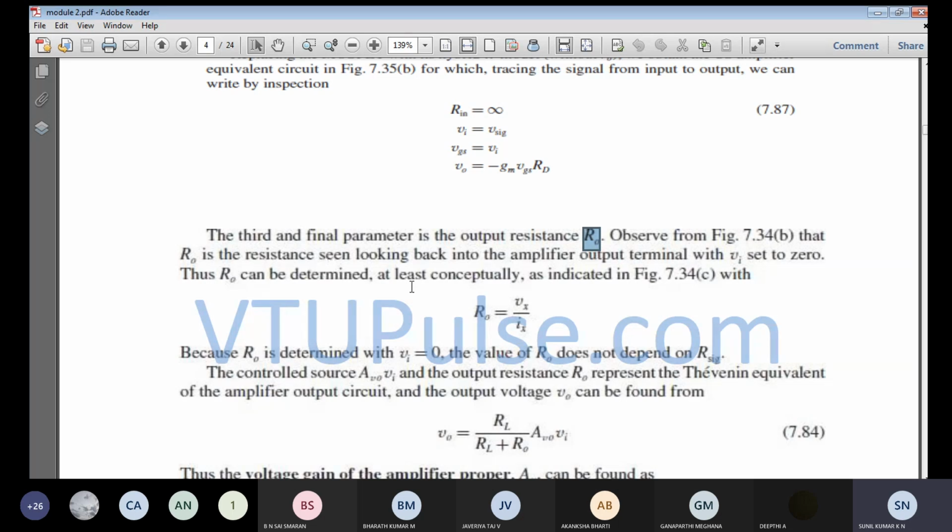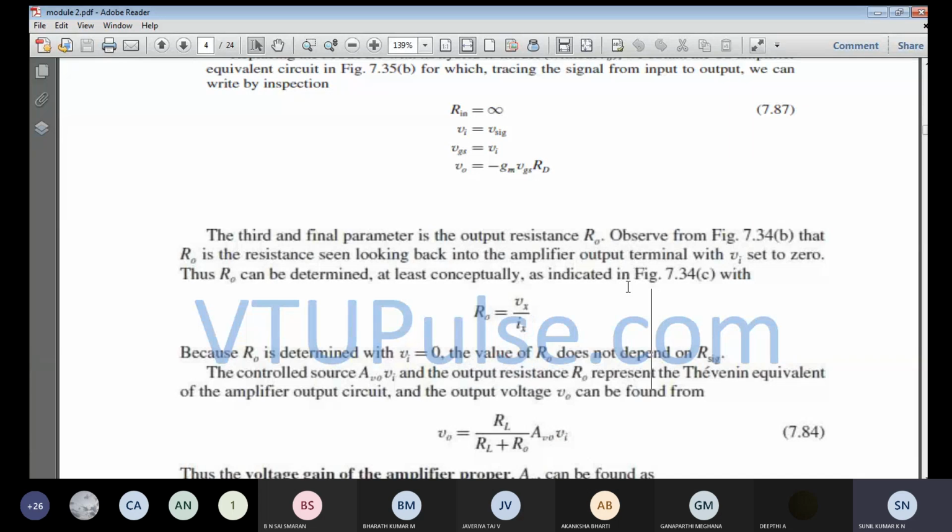When we set Vi equal to 0, that is the normal procedure. In order to find the output resistance for any amplifier, set the signal voltage V signal equal to 0, so obviously Vi will be equal to 0. Then we connect a test voltage Vx, which draws a current Ix. That gives the value of the output resistance. So R0 is nothing but Vx divided by Ix.